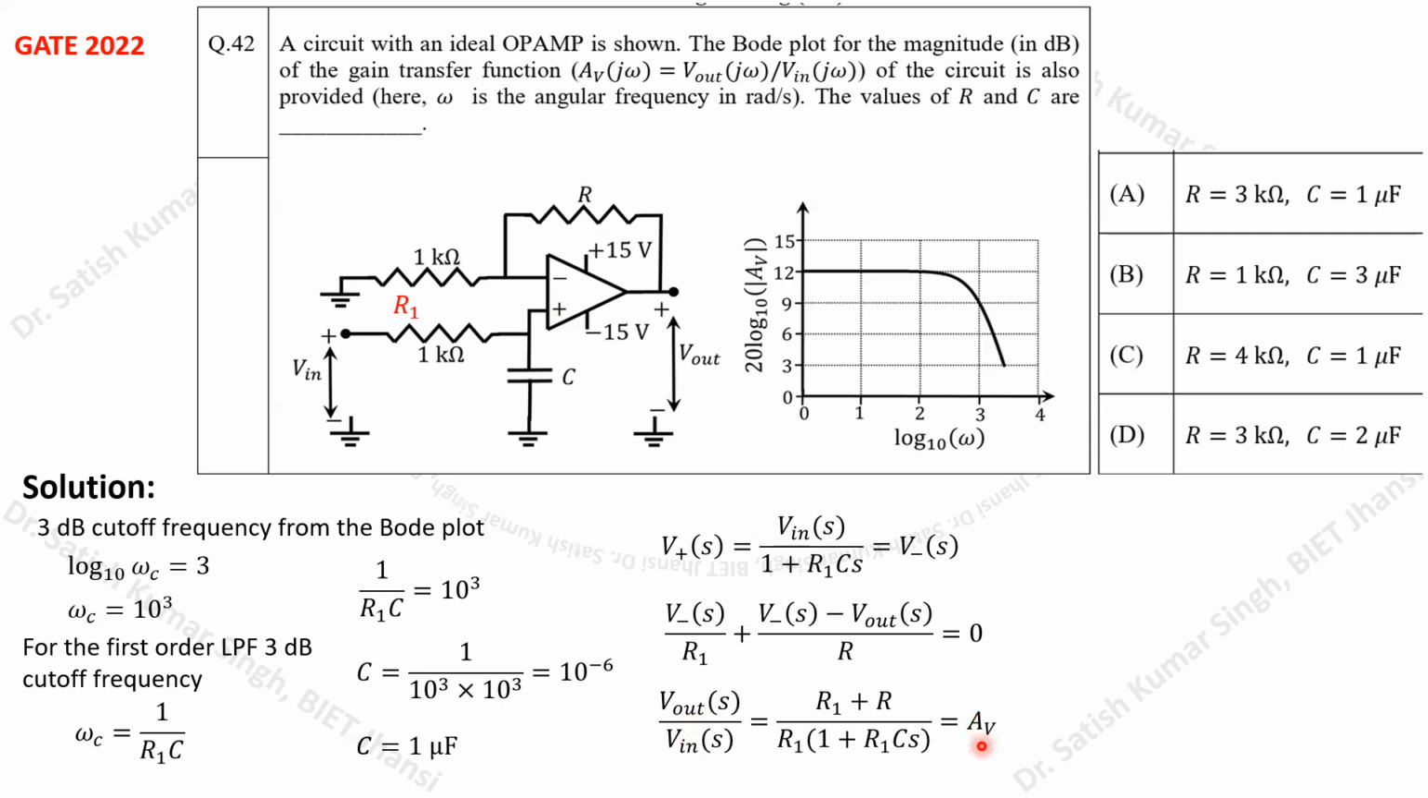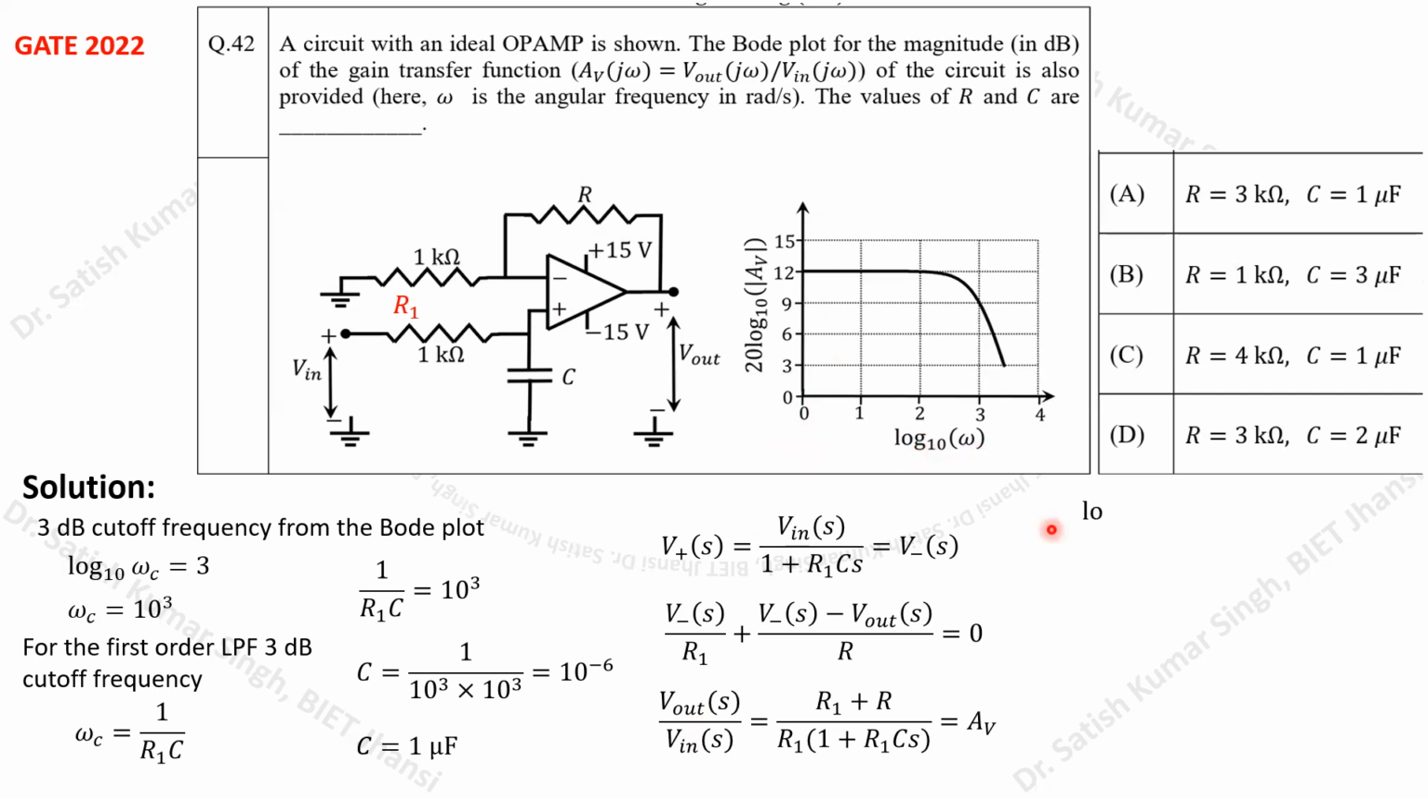So now we have to look at the given data in the graph. What data is given here is that when log 10 omega equals 0, it means that omega equals 1.